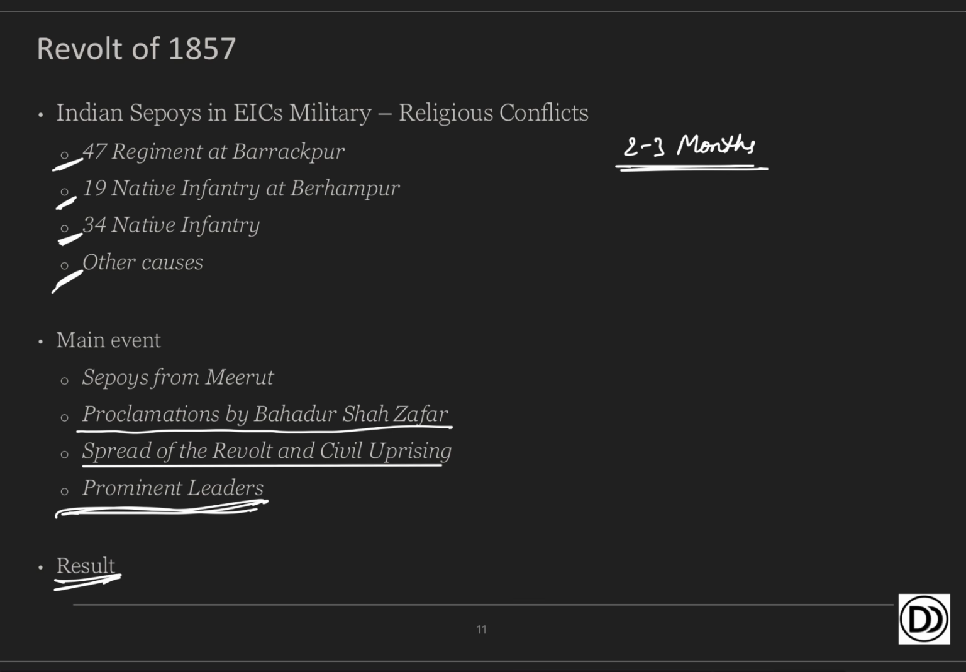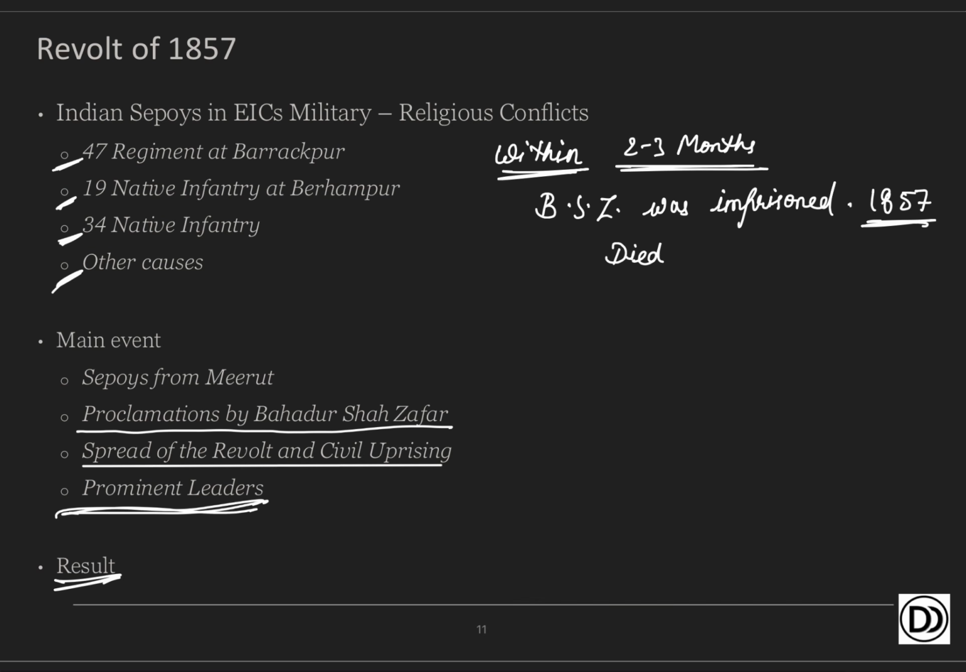What happened as a result is that within 2-3 months, the British captured Delhi. Bahadur Shah Zafar was put in prison and sent to Rangoon. This was in 1857. He died in prison in 1862.